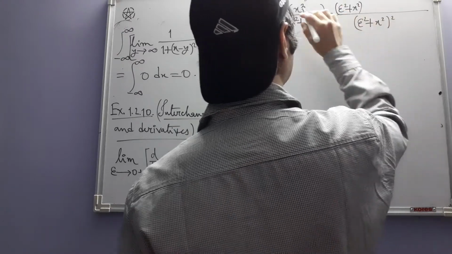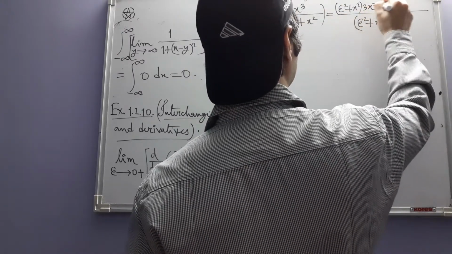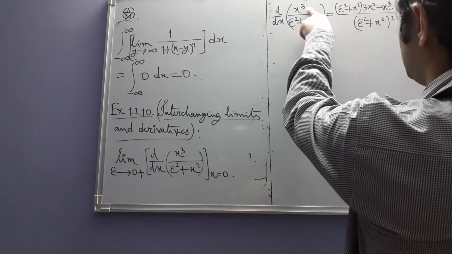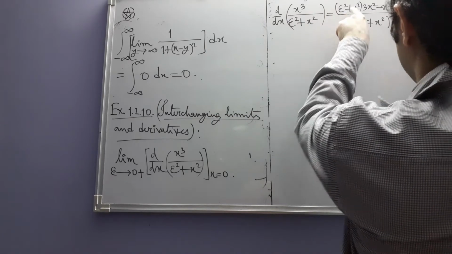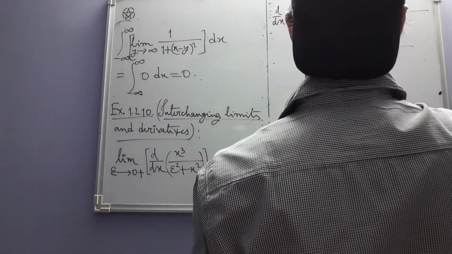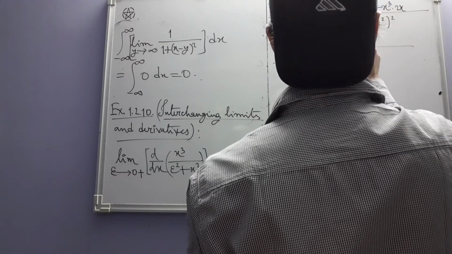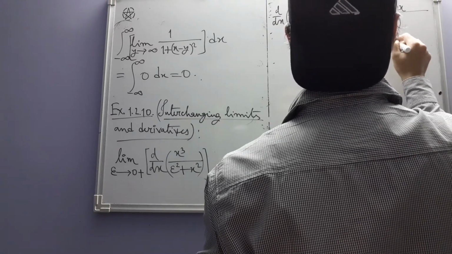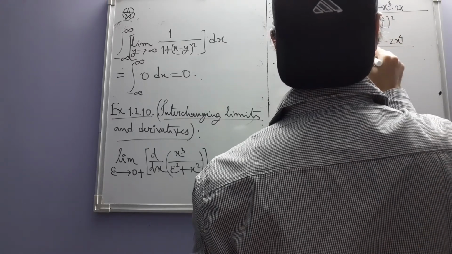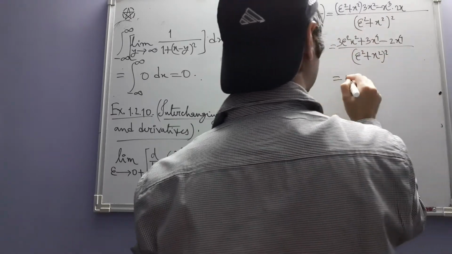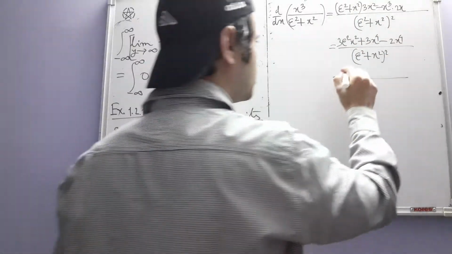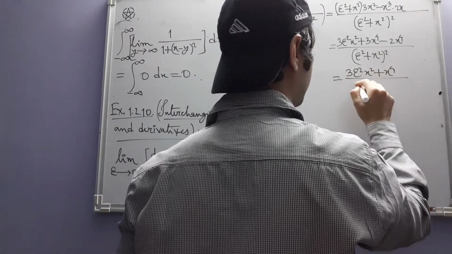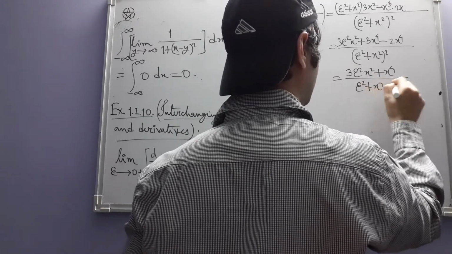epsilon square plus x square, you differentiate this one, 3x square, minus, then this one stays, x cube times this one differentiated, 2x. So here we get 3 epsilon square x square plus 3 x to the power 4 minus 2x to the power 4, divided by this. So that means 3 epsilon square x square plus x to the power 4 divided by epsilon square plus x square whole square.